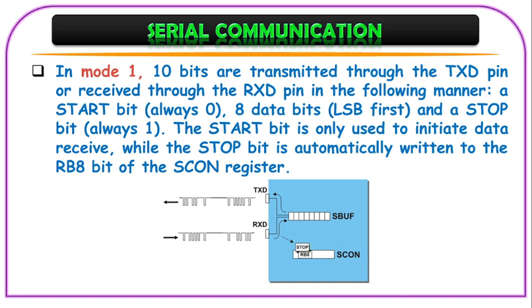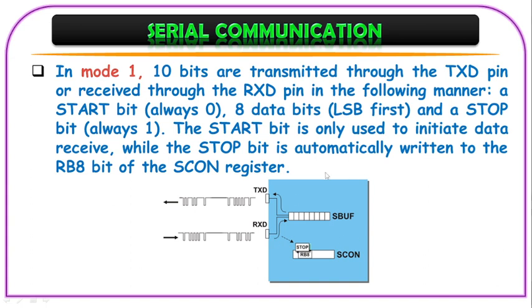In mode 1 you have 10 bits transmitted for 1 byte of data. There will be a start bit which will always be low, 0. And then 8 data bits, the LSB will come first. First you will write the LSB and then finally you will have a stop bit which is always 1. So the start bit is 0, in between you have the data bits, and then you will have the stop bit after the MSB.